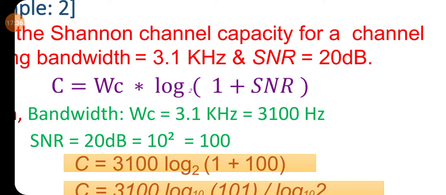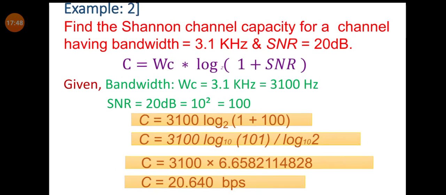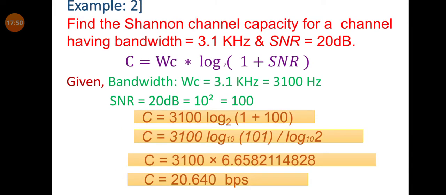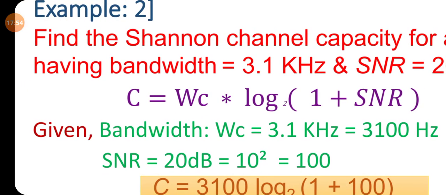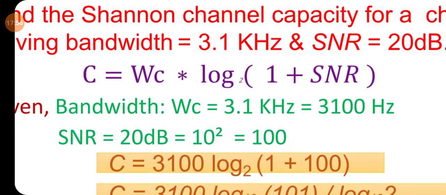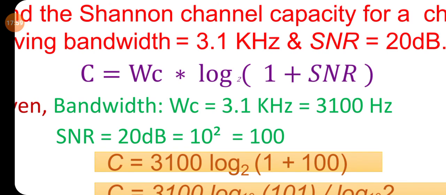SNR. So SNR is equal to what? 20 dB. So SNR is not given directly. SNR is given in decibels. So we have to calculate the value of SNR here. So we can calculate the maximum data rate or maximum channel capacity using the same formula of Shannon, that is C equal to WC into log of 1 plus SNR to the base 2.